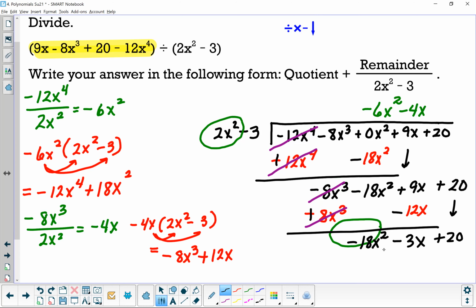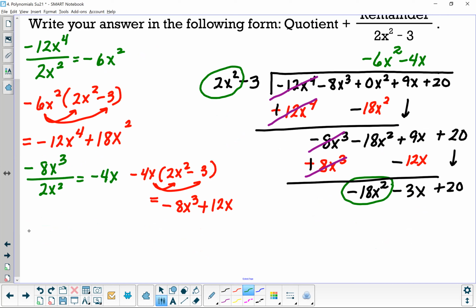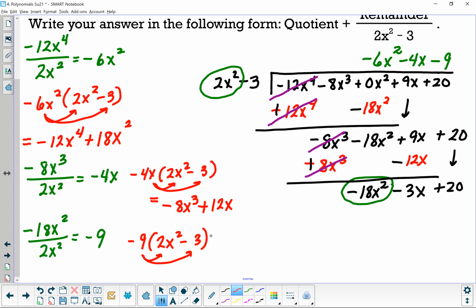Divide. We're dividing the minus 18x squared by 2x squared, and that gives us negative 9. I'm putting negative 9 in my quotient. Multiply negative 9 by the divisor, 2x squared minus 3. So when we distribute, that is going to give me negative 18x squared plus 27.